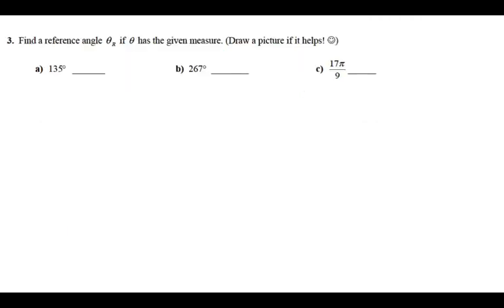All right, number 3 is just finding the reference angle, so I'm going to start by graphing this. So 135 is in my second quadrant. So this right here is 135 degrees, so I need to figure out how much further I need to go to get to 180. So 180 minus 135 is 45 degrees. Now your reference angle should always be between 0 and 90 because it's an acute angle.